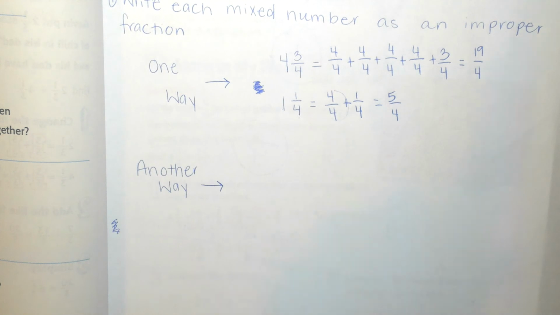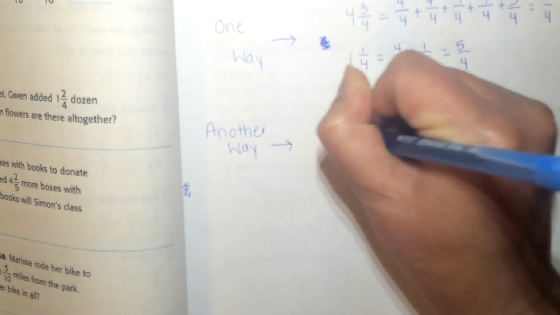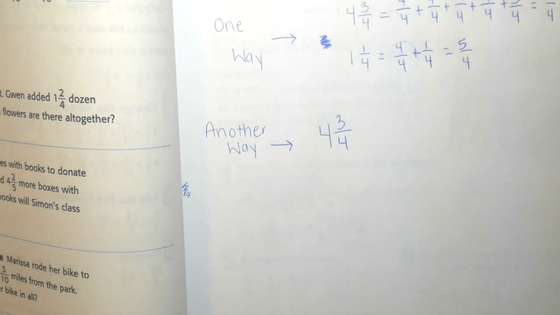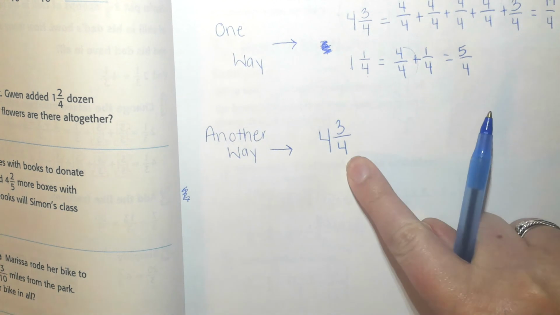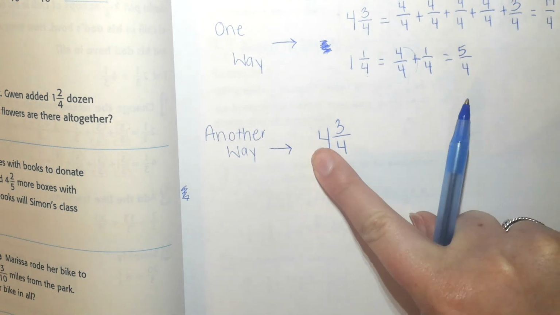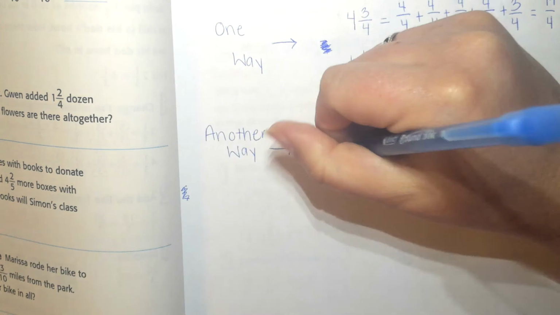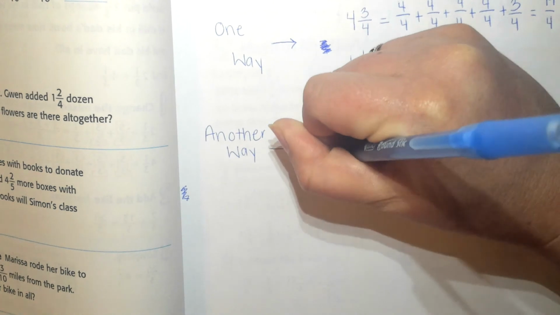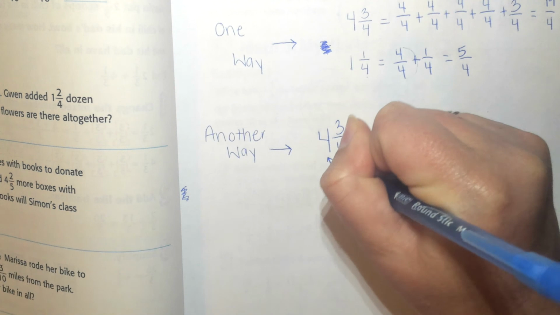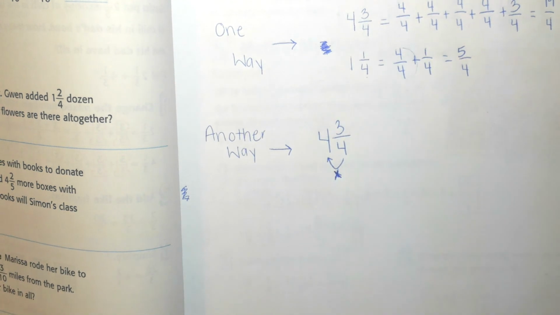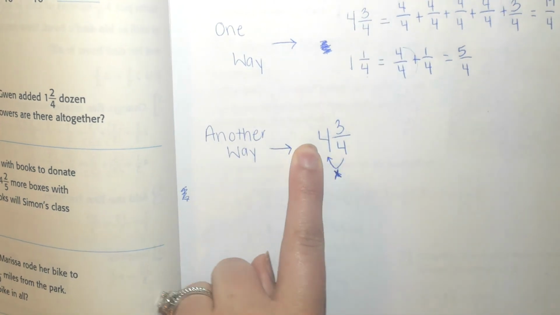So the other way that I want to show you is the way that I learned, and it's taking this mixed number like this, and I'm going to show you a simple way to do it. What you do is you take the denominator and you multiply it by the whole number. So I'm going to draw this little arrow for you here, and we're going to multiply. Okay, I hope that looks like a multiplication symbol to you. Okay, 4 times 4 is 16.